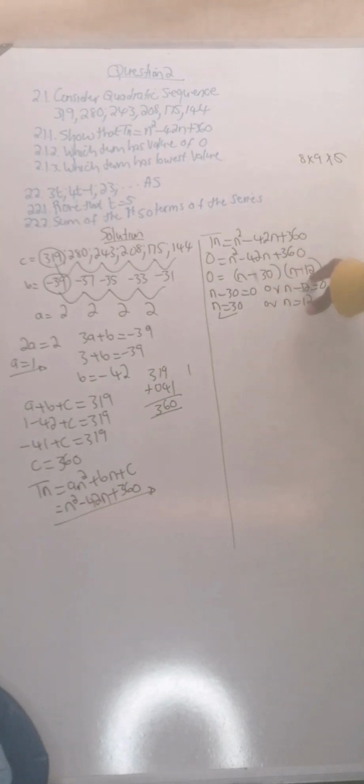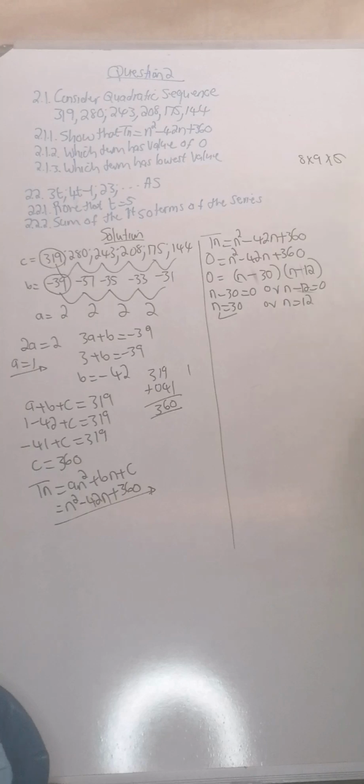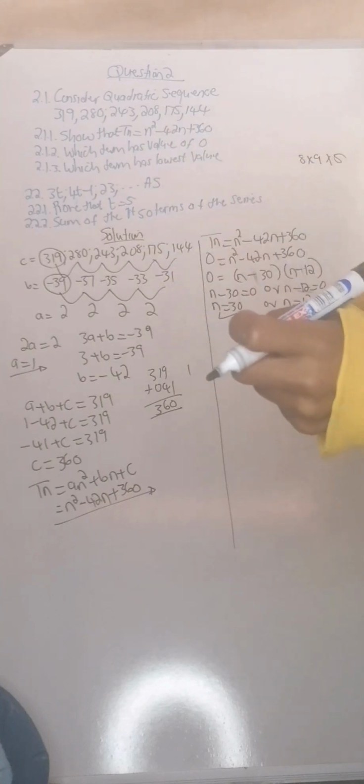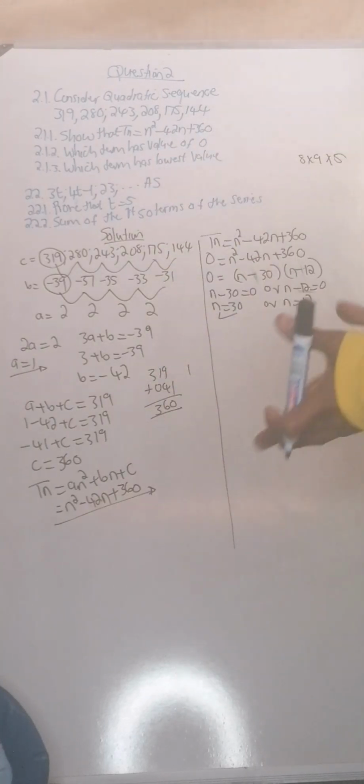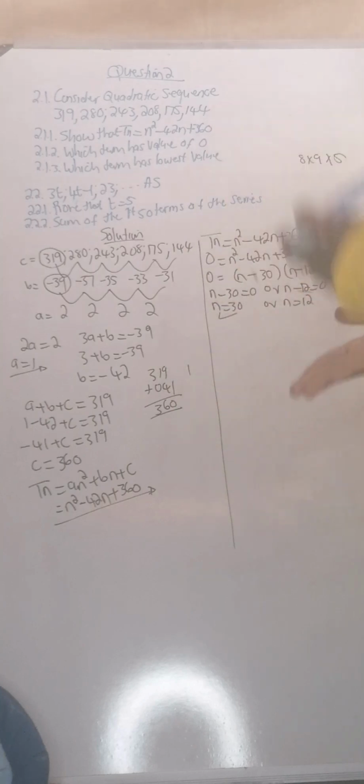Negative 30 times negative 12 is positive 360, minus 30 minus 12 is minus 42. My factorization is correct, and I get two positive values. So there are two term numbers that have a value of 0, sorry. Term number 30 has a value of 0, and term number 12 also has a value of 0. So there's nothing that I can do with this. This is exactly how it is.